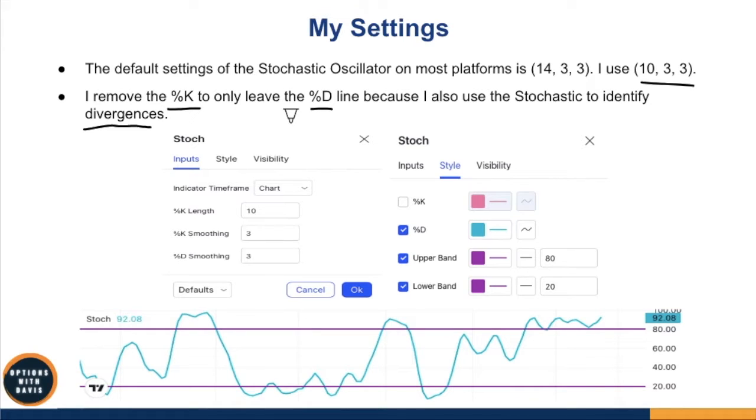A good way for you to remember this is that D stands for Davis. You only want to use D because it stands for my name, all right? So in the TradingView platform, this is just the settings I use, right? You can just unclick this box so that the percentage K doesn't show, and everything else you can just leave as default. And the 10 setting down here is under the percentage K length.